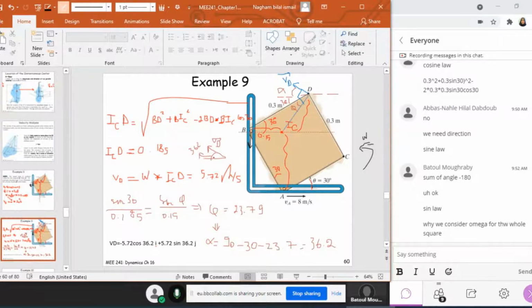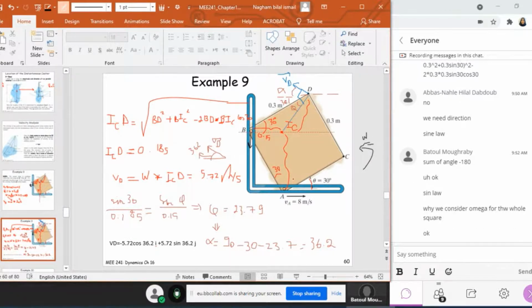Oh, because Batul, this is a non-deformable square plate. This is a rigid body. It's not a crankshaft, or it's not for example, some beams that are connected with pins. No, this is a square plate. I'm gonna always have this 90 degrees for any instant. So this is a rigid body that is rotating like a disk. All right, so you cannot say that BD has different omega than BC. They are not connected links. All right, I have one square plate like a disk that is rotating with a certain omega. Okay, Batul?